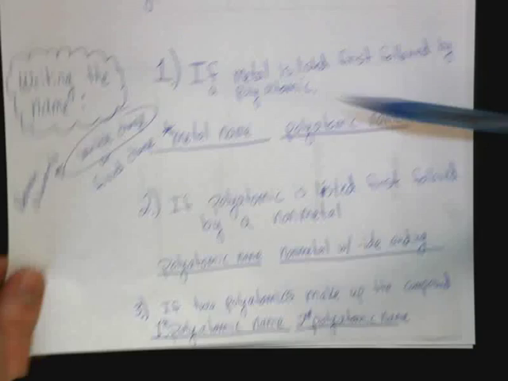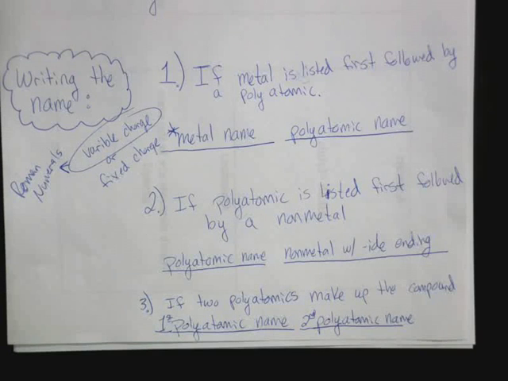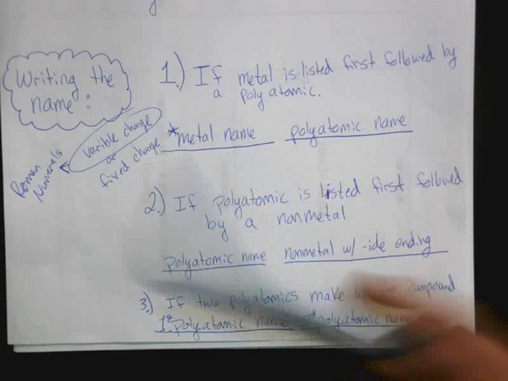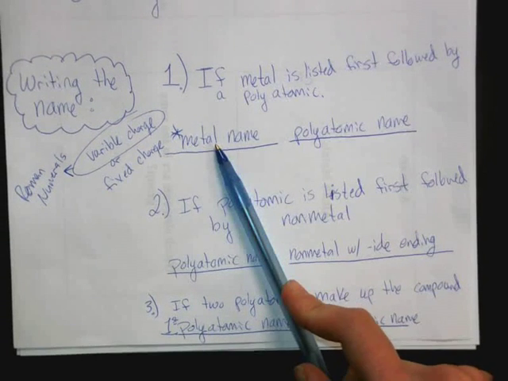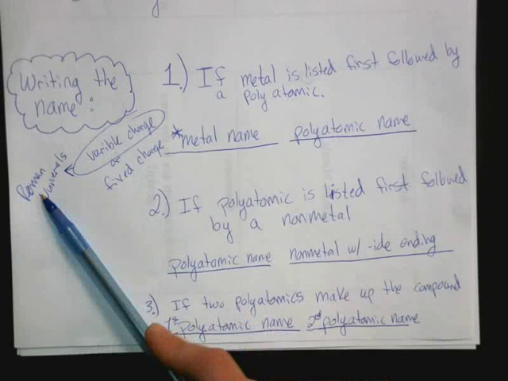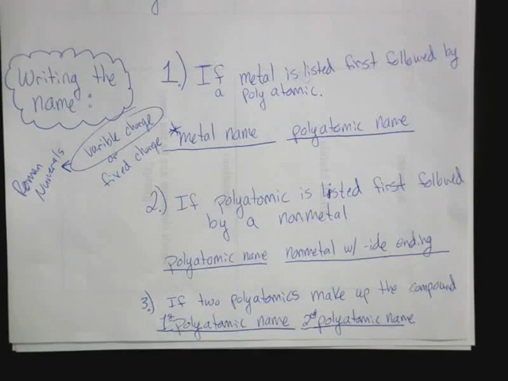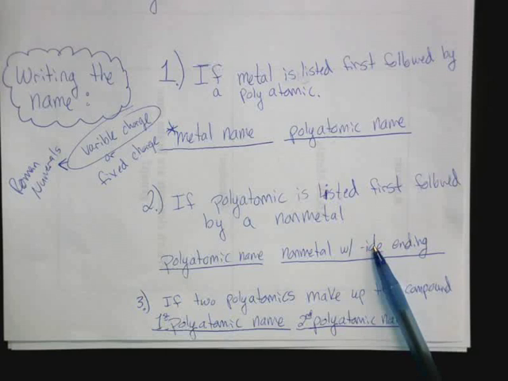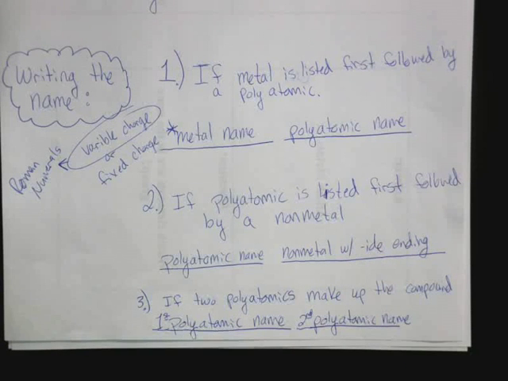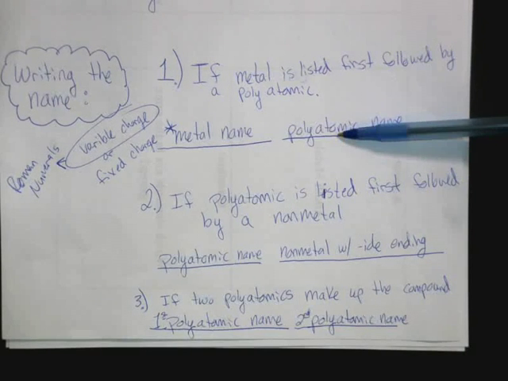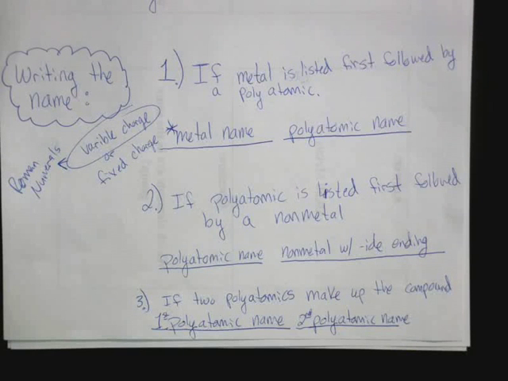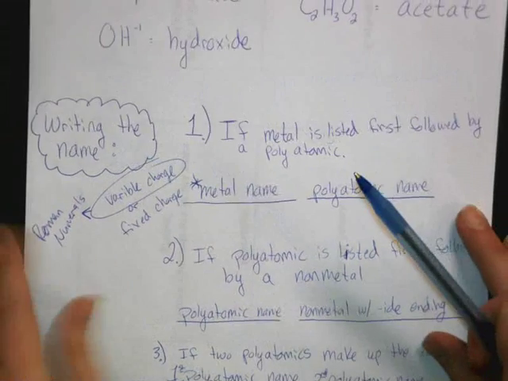So let's see some examples of these three different types. I do want to say one last quick thing. The rules that we've already talked about aren't changing. We still have to figure if it's a fixed metal, we still look on the periodic table and go from there. If it's variable, we're still using Roman numerals. That didn't change. If we have a non-metal, it's still IDE ending. The only thing that's changing is when we have a polyatomic, we're just going to use the name of the polyatomic instead. So all of our previous rules still apply.